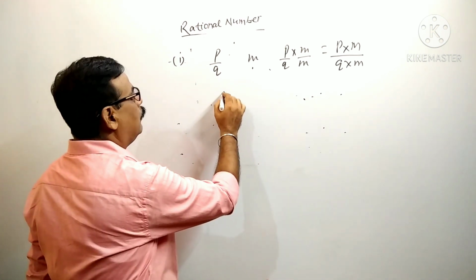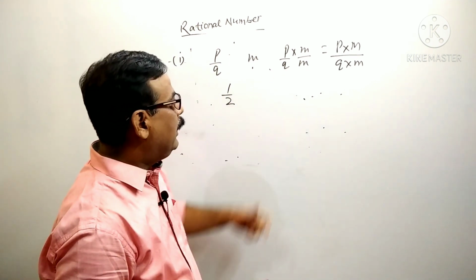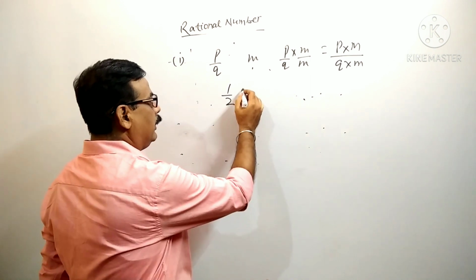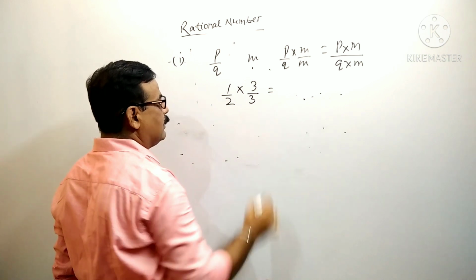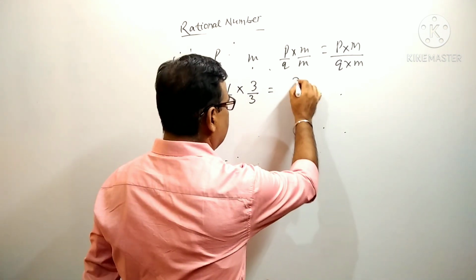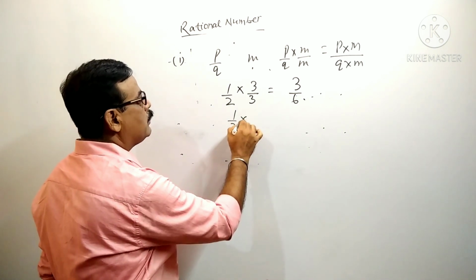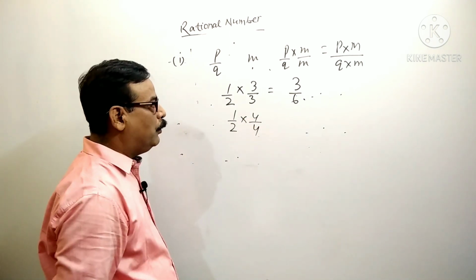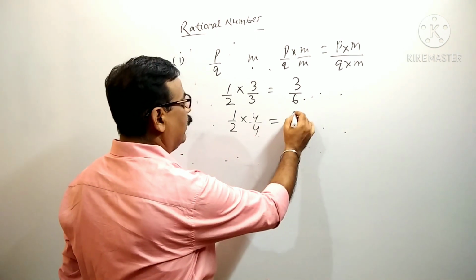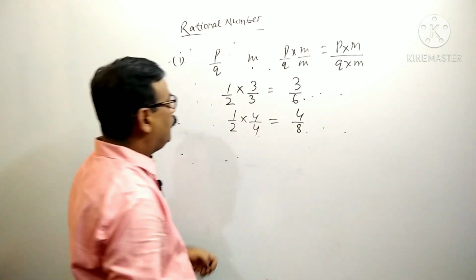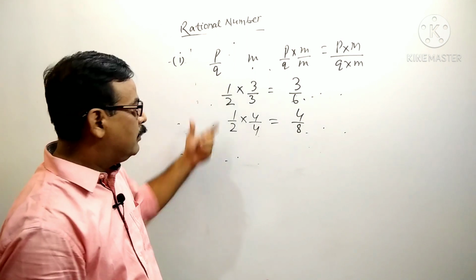Suppose we are giving an example of 1 by 2 and we are going to multiply it by another non-zero integer, that is suppose 3 by 3. So we can say another rational number is 3 by 6. Suppose 1 by 2 is multiplied by 4 by 4. So another equivalent rational number we can find from here, that is 4 by 8. So we can understand equivalent rational numbers from the first property.